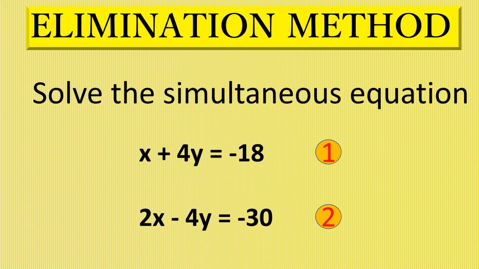What we are actually trying to do is to find a particular value of y and a particular value of x, whereby when we substitute those values into equation 1, it gives us minus 18. And also when we substitute those same values of x and y in equation 2, it gives us minus 30.